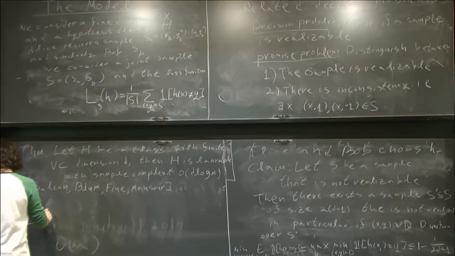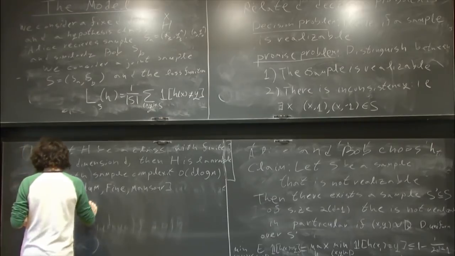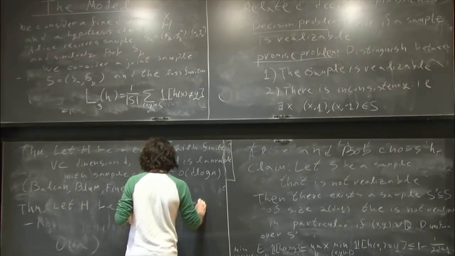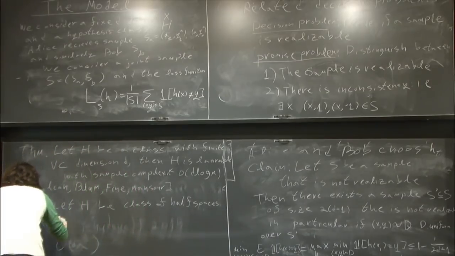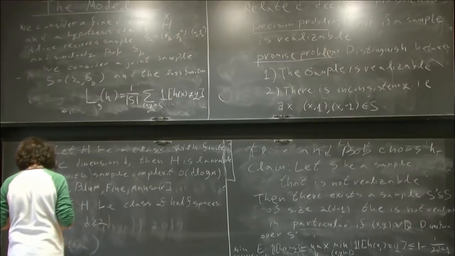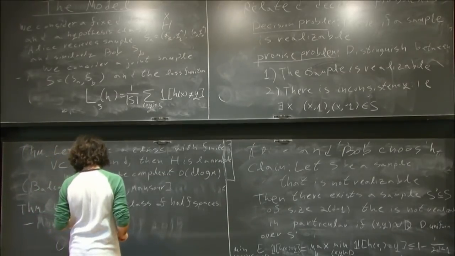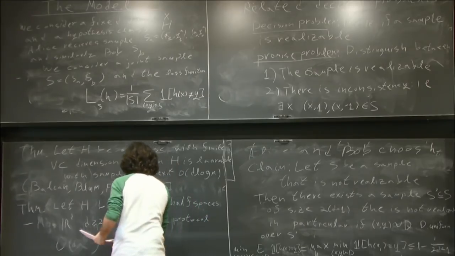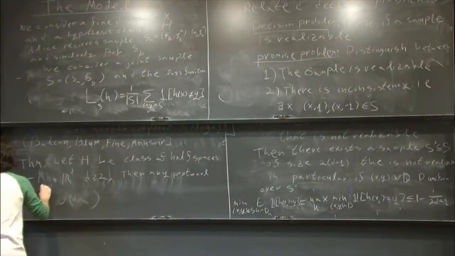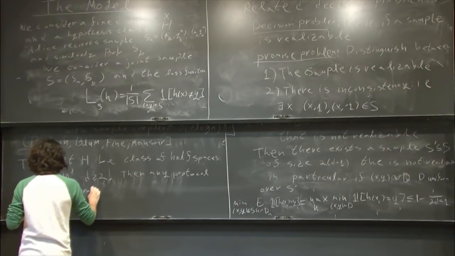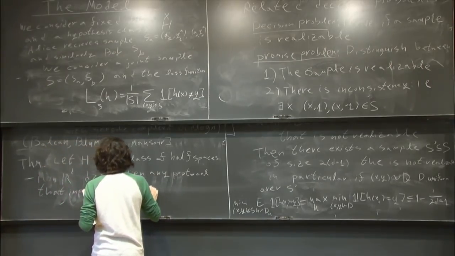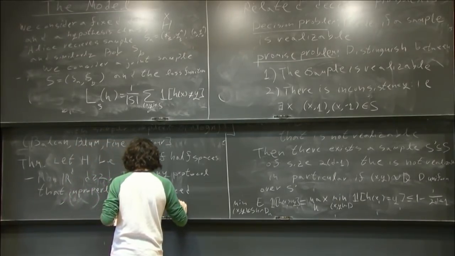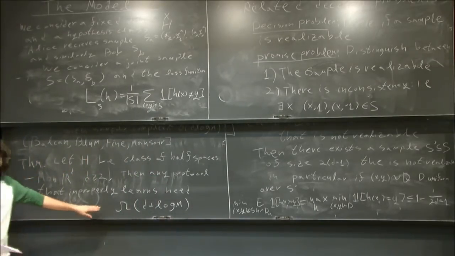What we show in this paper is a lower bound. Let H be a class of half spaces in R^D, with D larger than 2. Then any protocol that improperly learns needs omega of D plus log M bits. And the idea to solve it is basically to show a lower bound on the promise problem.